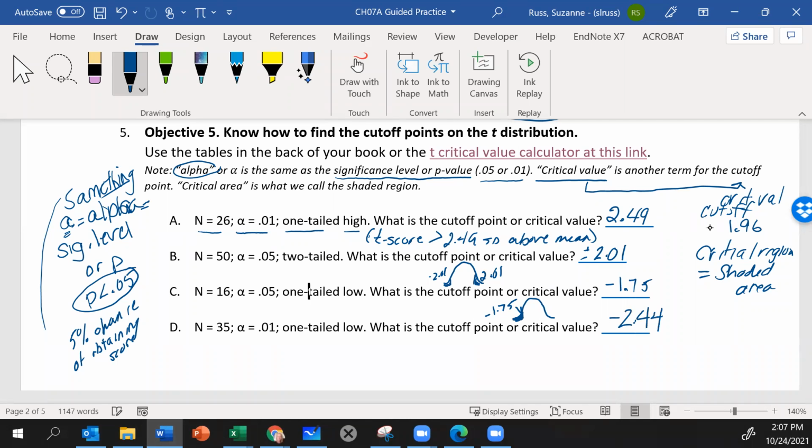And that simply means that we are going to look for a score that falls in the low end of the distribution, and that the score is going to be lower than minus 2.44. And if we find that, then we have a significant difference. And that's the end of this demonstration.